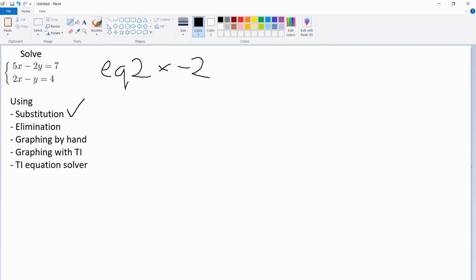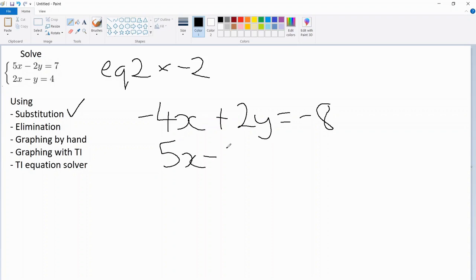So what would that be? If I did 2x times minus 2, I'll have minus 4x, and then plus 2y equals minus 8. Now, if I write the other equation underneath, 5x minus 2y equals positive 7. Now, if I add the two left-hand sides and the two right-hand sides across the equation, I have something that looks like this.